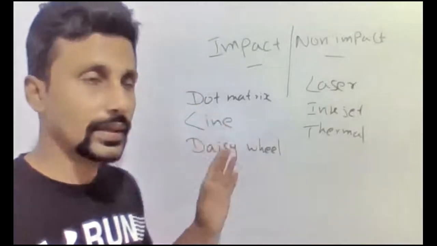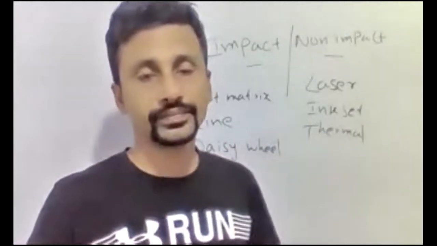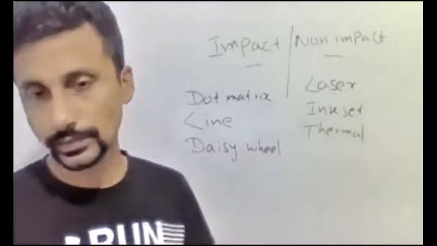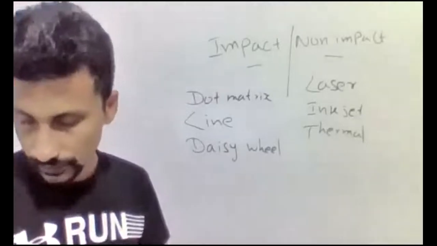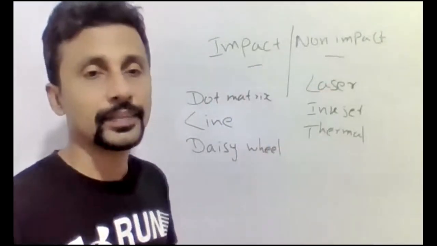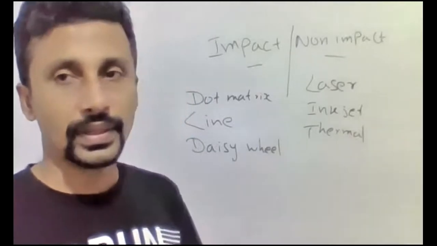Then on the impact side, printing speed is low. On the other side you can write, printing speed is high.